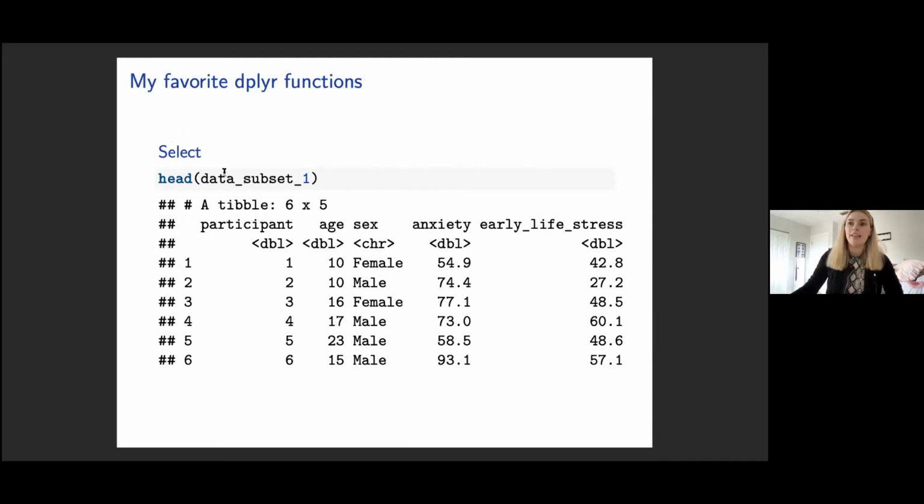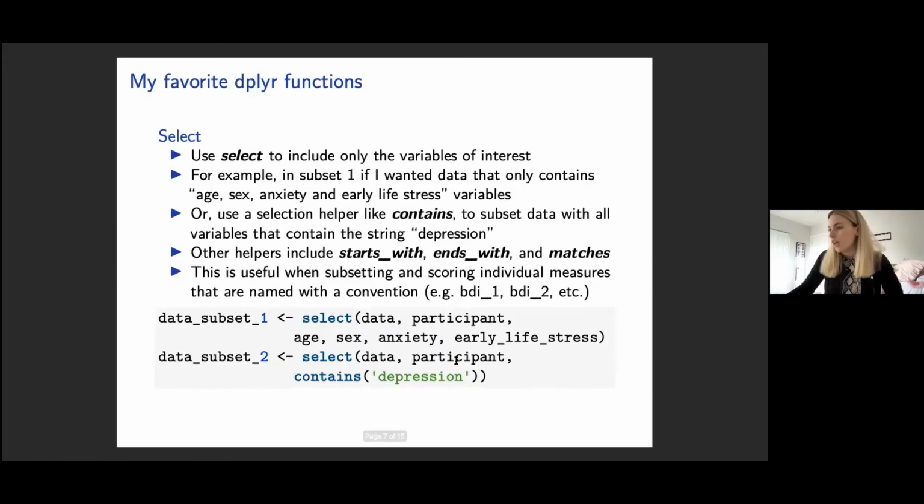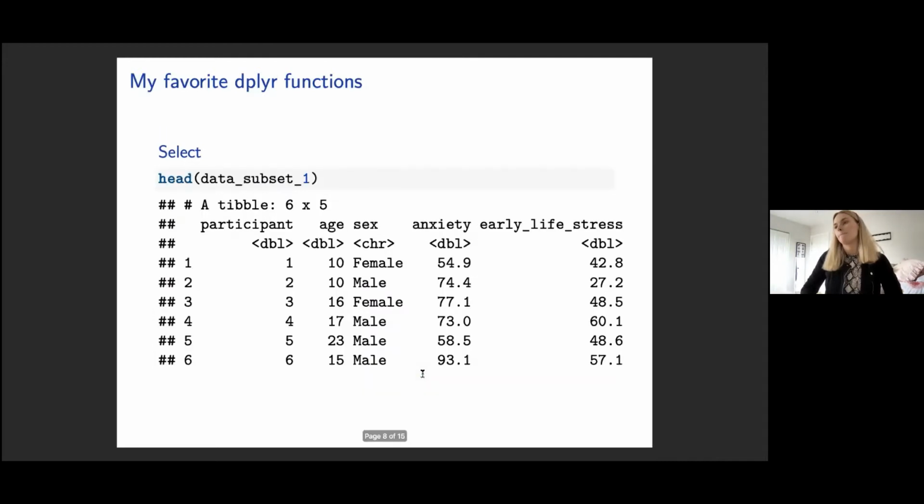Here you can see that in the first subset I selected these specific variables, and those are the only variables included in this subset now. And then here you can see that I selected only those variables with depression in them, and also participant. I kind of forgot to say that. I also added the participant ID as the first variable, followed by the other variables of interest, so that I keep it together with them in case I need to combine them later.